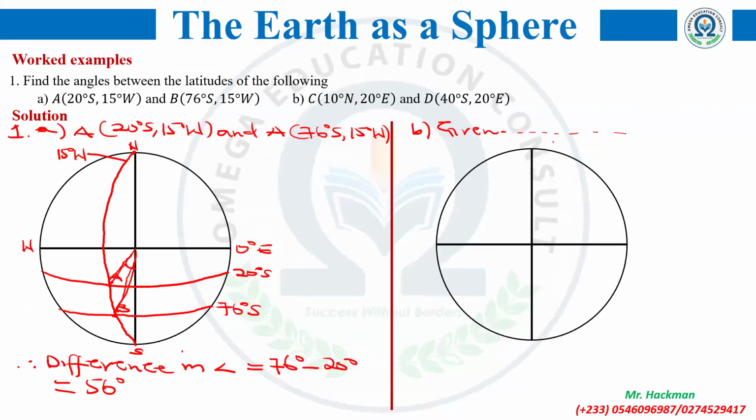So now we've indicated our north, our south, then our west, our east. This is 0 degrees. Don't forget, even if it isn't marked, you should know that that's 0. Now let's go to the point 10 degrees north. So this is 10 degrees north. That is my latitude for the first point, C. I indicate 10 degrees north, so 10 degrees away from the equator. Am I right?